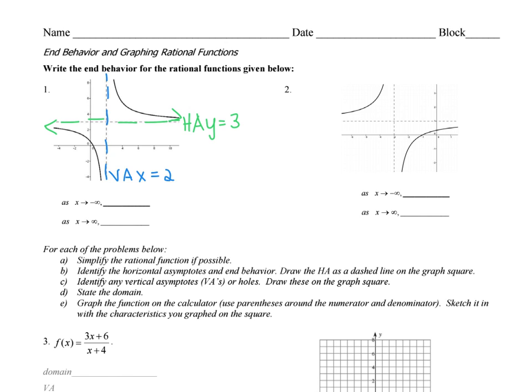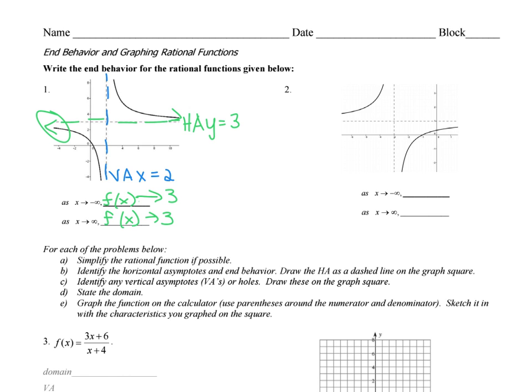So for the end behavior, as x goes to negative infinity, that's our left side, that flattens out against 3. Oh, I apologize. It's not an equal sign, it's an arrow. f of x goes to, or approaches, 3. As x goes to infinity, the right side of our graph, f of x goes to 3 as well. So for end behavior, it's always just your horizontal asymptote.